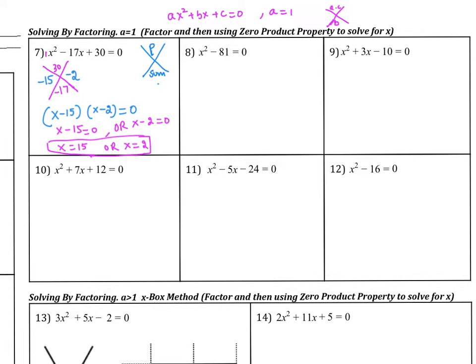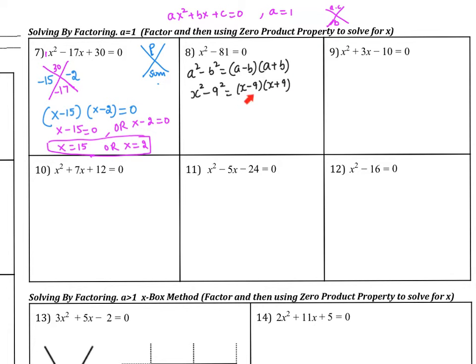The next question, number 8, we can compare it with a squared minus b squared. So this is a difference of squares. The difference of squares formula is a minus b times a plus b. So x squared minus 81, we can write it as x squared minus 9 squared. Remember, 81 is 9 squared. So you're going to write x minus 9 times x plus 9.